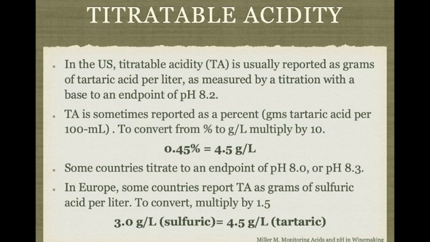In some countries, they report the titratable acidity not as grams of tartaric acid, but rather grams of sulfuric acid. If you're reading the wine literature and you see that, it's easy to convert by just multiplying the grams per liter of sulfuric acid by 1.5 to get the measurement in tartaric acid equivalents.